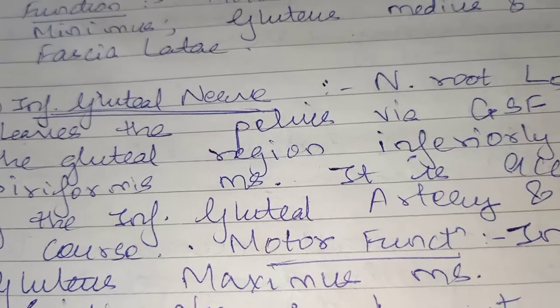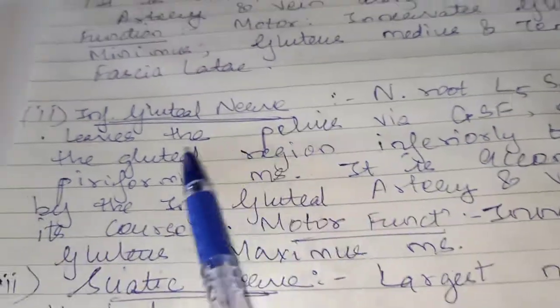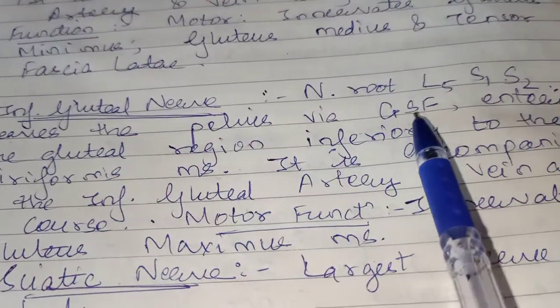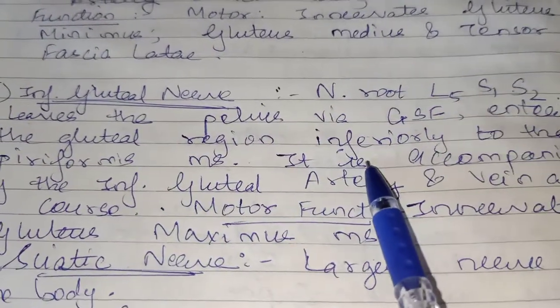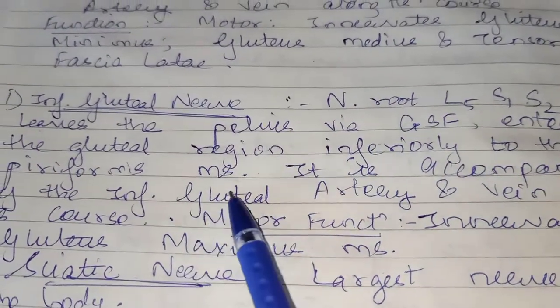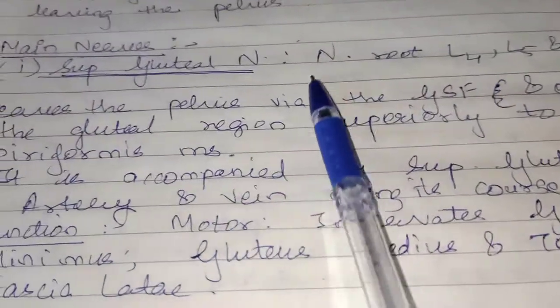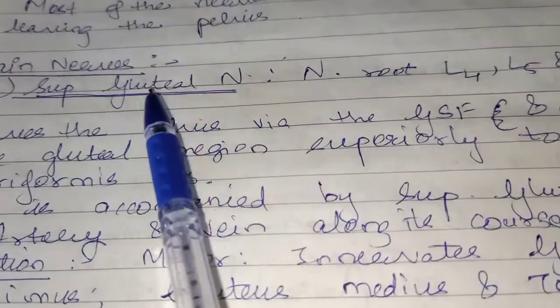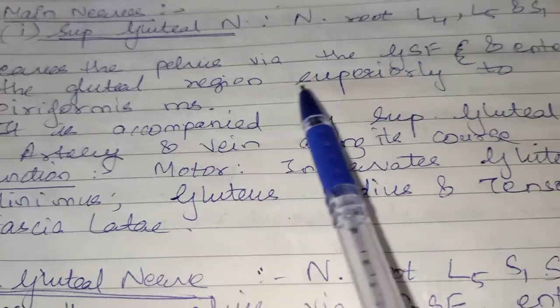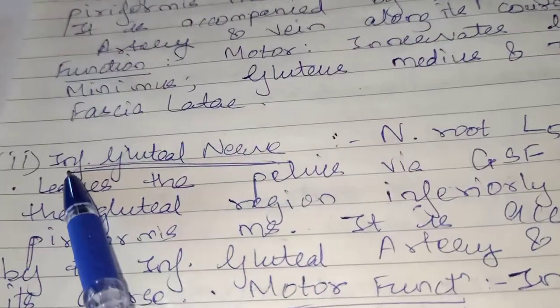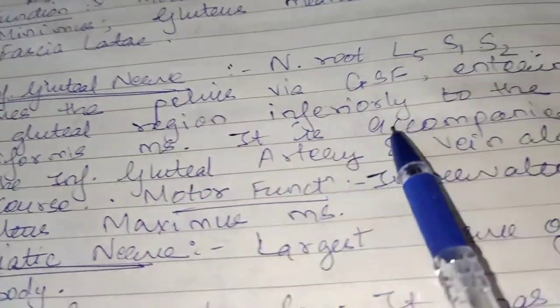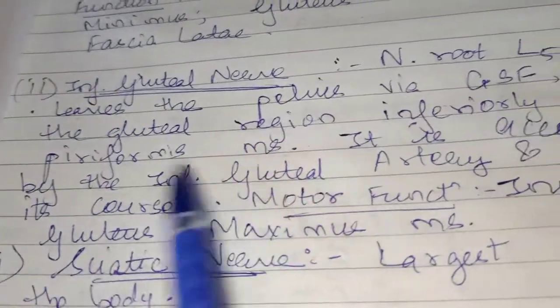Now we'll go to the course of the inferior gluteal nerve. It leaves the pelvis via the greater sciatic foramen, entering the gluteal region inferiorly to the piriformis muscle. So the only difference is the superior gluteal nerve was leaving superiorly to the piriformis and the inferior gluteal nerve is leaving inferiorly to the piriformis muscle.